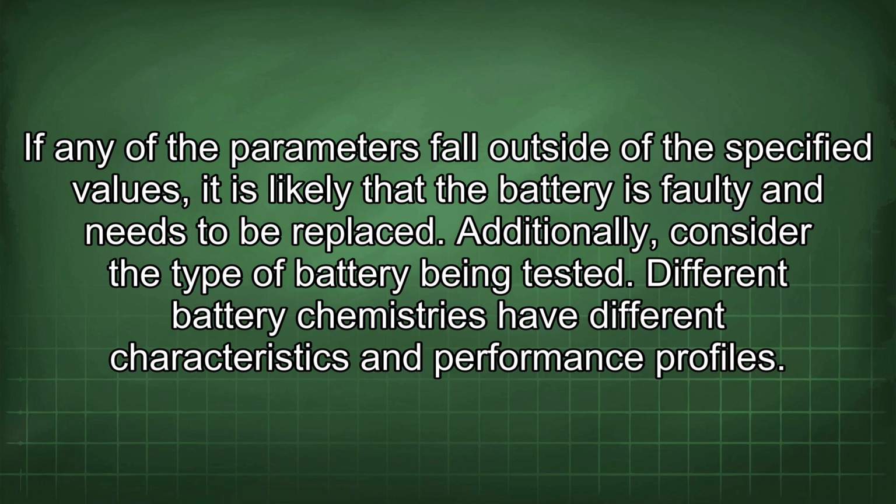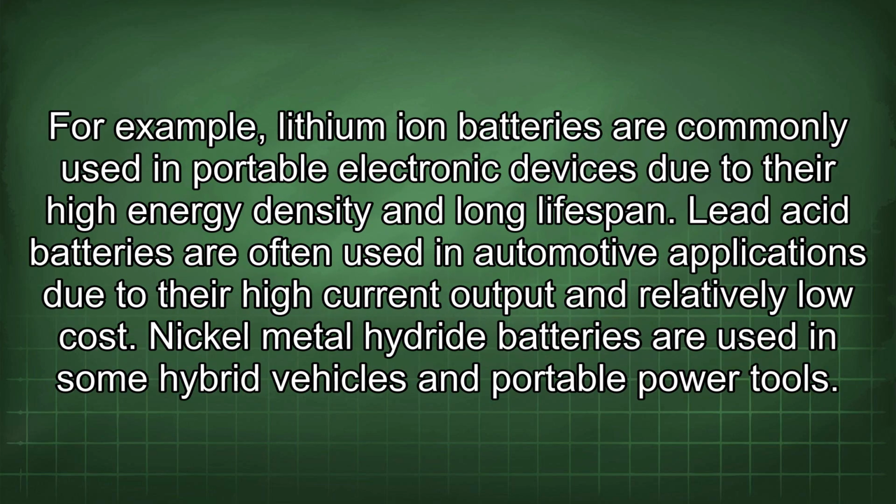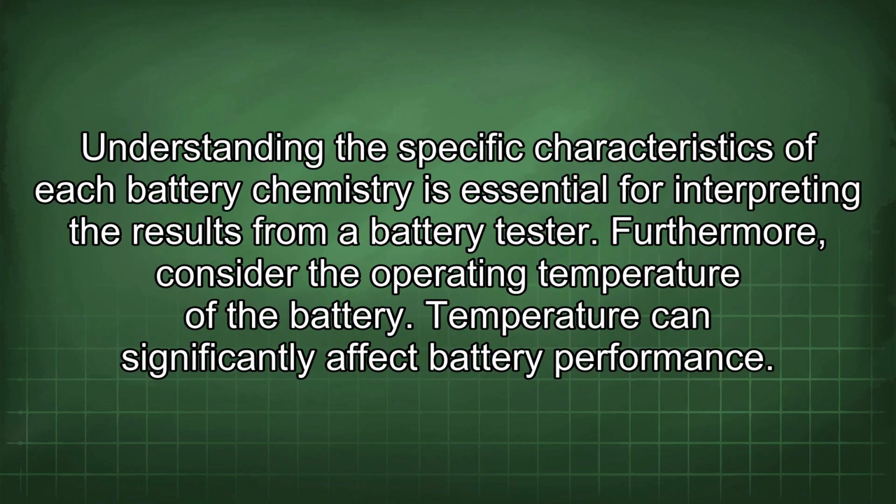Different battery chemistries have different characteristics and performance profiles. For example, lithium-ion batteries are commonly used in portable electronic devices due to their high energy density and long lifespan. Lead-acid batteries are often used in automotive applications due to their high current output and relatively low cost. Nickel metal hydride batteries are used in some hybrid vehicles and portable power tools. Understanding the specific characteristics of each battery chemistry is essential for interpreting the results from a battery tester.